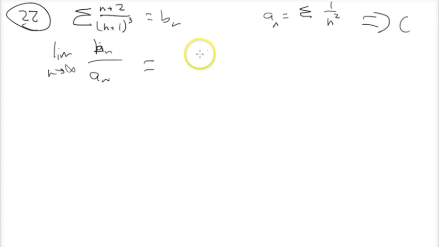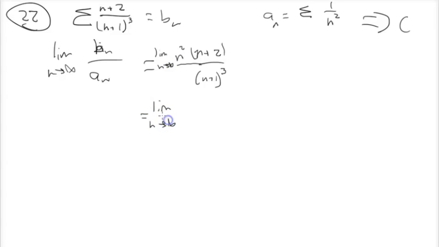And so that will give us n plus 2 over n plus 1 to the third, and then under this we will have 1 over n squared, but we can really just flip that n squared up into the numerator. So we've got this. Oh, and we have to have our limit too. Now let's simplify this a little bit.